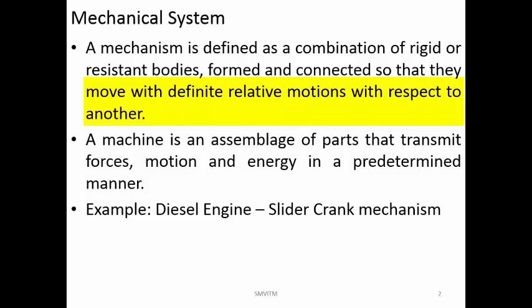If there is no relative motion, then we will not call it a mechanism, we will call it a structure. A structure will not have any motion, but it can transfer the force from one point to the other point. But if we want movement, there should be relative motion between the various elements, and the relative motion should be predictable.